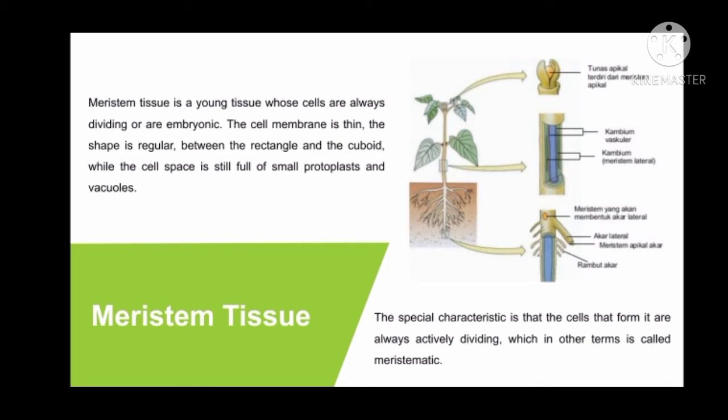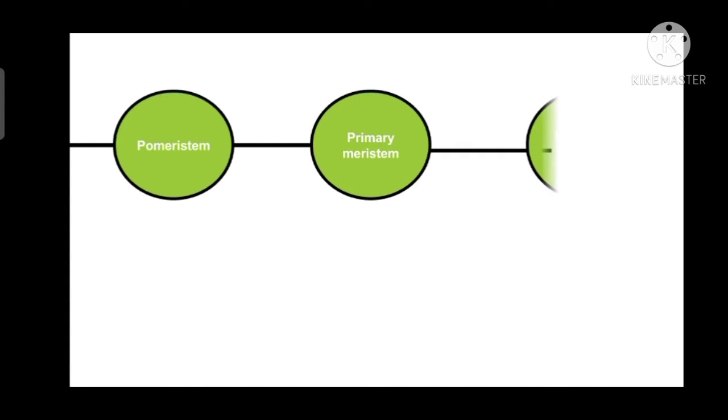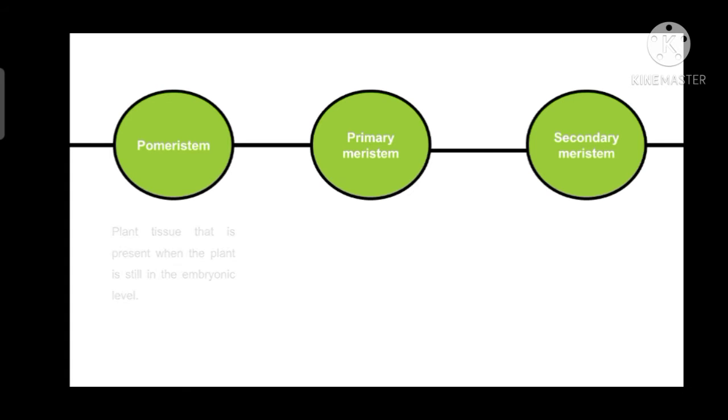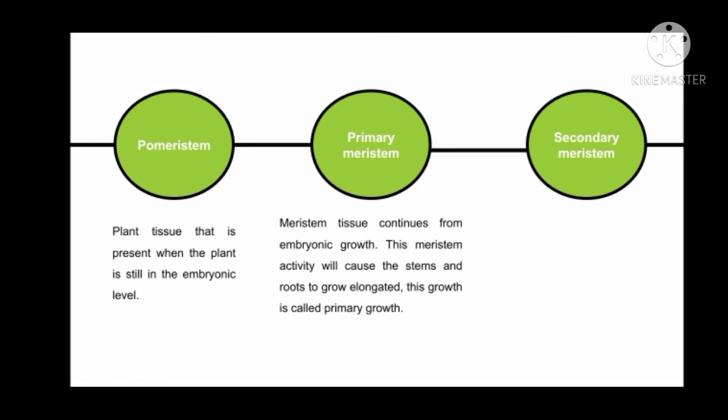Types of meristem based on the origin of the occurrence, namely primary meristem and secondary meristem. Primary meristem is plant tissue that exists when the plant is still at the embryonic level. Primary meristem is a meristem tissue continued from embryonic growth. This meristem activity will cause the stem and root to grow elongated. This growth is called primary growth.